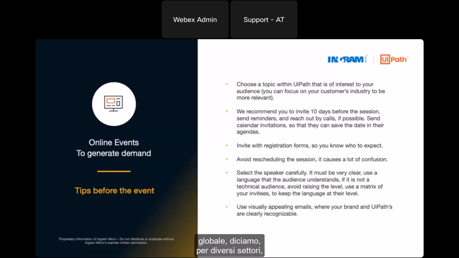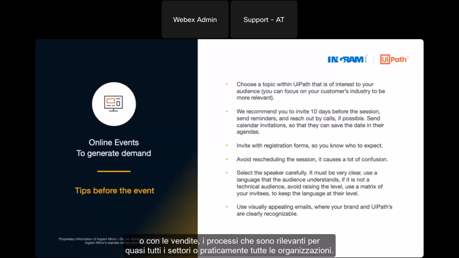global, let's say, for different industries, like perhaps processes that have to do with accounting or with marketing or with sales, processes that are relevant for almost any industry, right? Or basically any organization, any business out there has these areas and these processes as part of their everyday operation. So choose a topic that's going to be relevant for your audience, and that's going to allow you to have a significant number of participants or attendees at your sessions, at your online events, right?